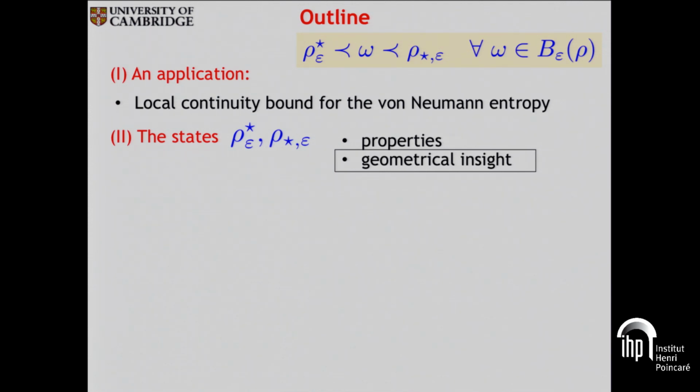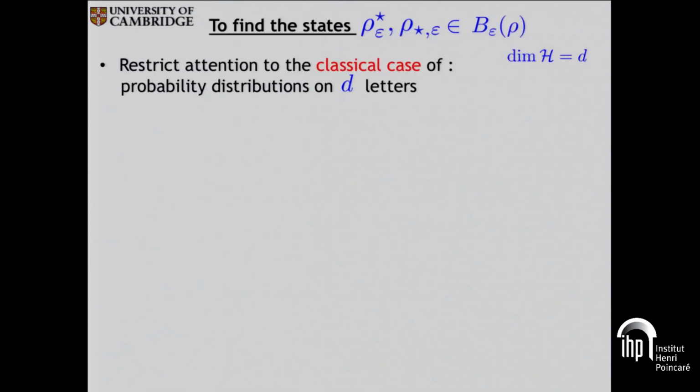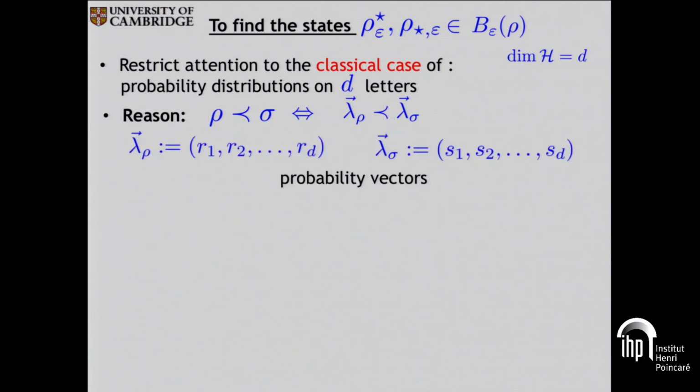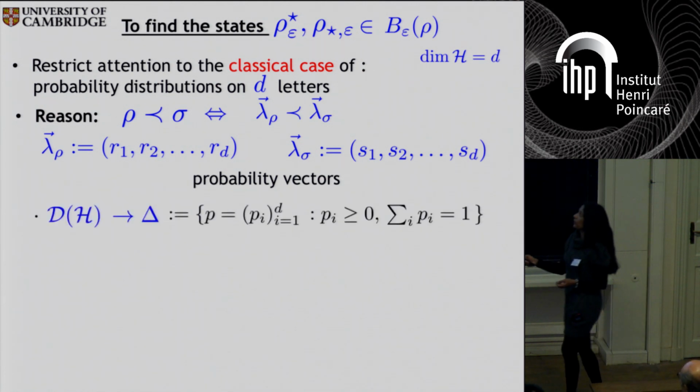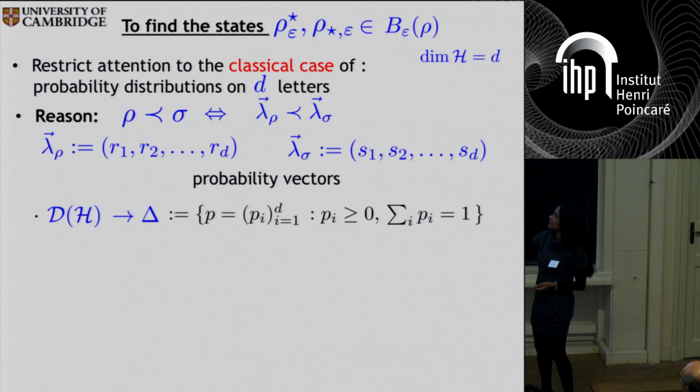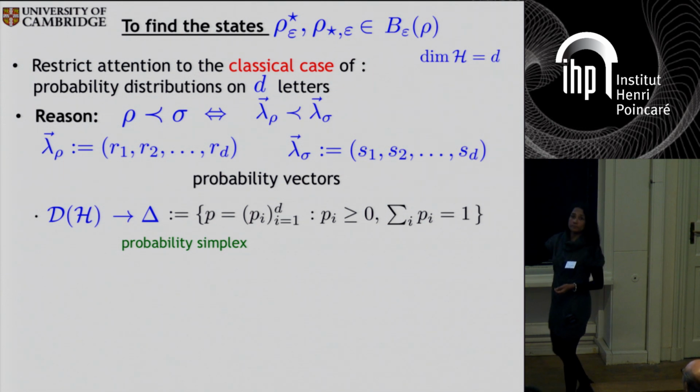So, before stating what the construction behind the states is, let me give you a geometrical insight. To find the states, rho upper star and rho lower star, it suffices to restrict attention to the classical case of probability distributions on D letters, where D is the dimension of the Hilbert space. That is because this majorization relation is actually a majorization relation between these vectors of eigenvalues, which are probability vectors, right? So what we do, therefore, in constructing these states is, instead of considering the density matrices on H, you go over to the probability simplex, okay?